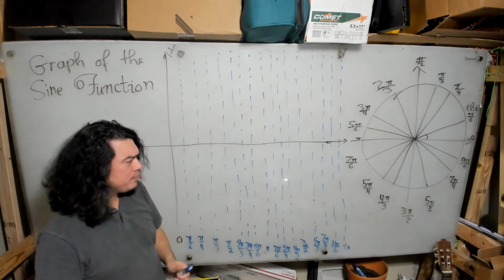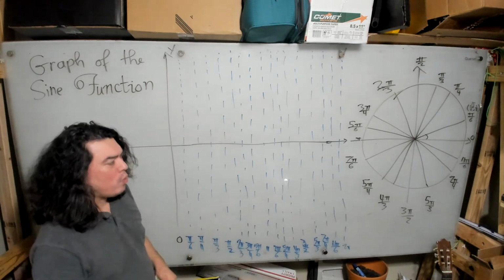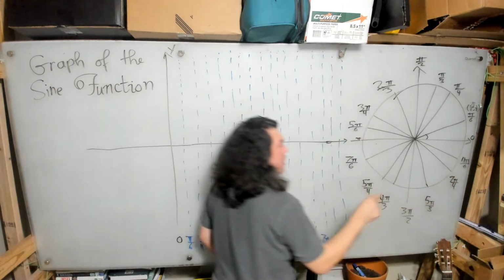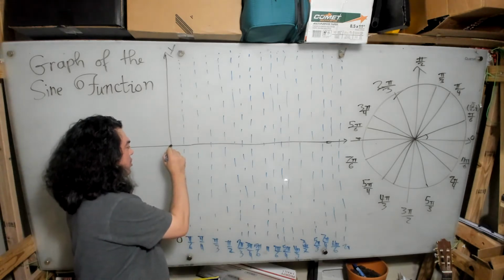Now, enough with words. So the first thing is this. At angle 0, what's happening? What is the y coordinate? At angle 0, the y value of the point on the unit circle is just 0, right? So I put my point there.